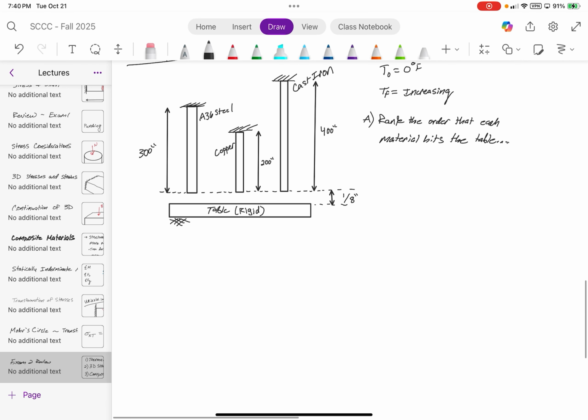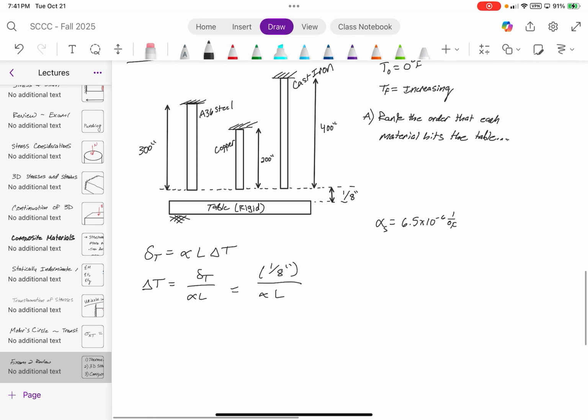So we can work it out real quick. We are going to have our three equations, which is really just one equation repeated for each material: delta L = alpha L delta T. In this case, we basically want to find delta T, which is 1/8 inches divided by alpha times L for each material. Now, alpha for the A36 steel is 6.5 times 10 to the -6, 1/degrees Fahrenheit.